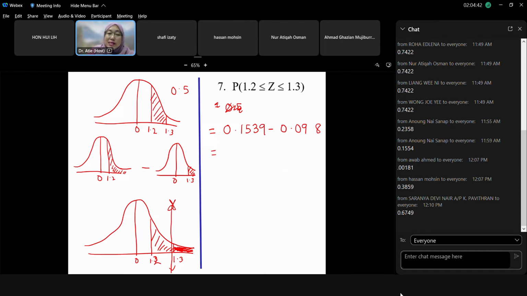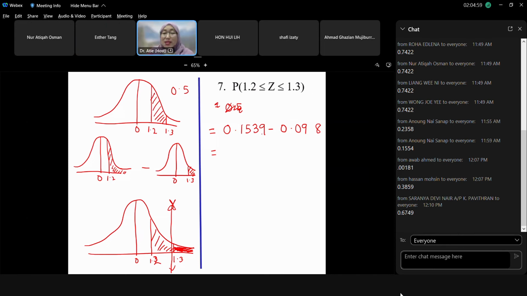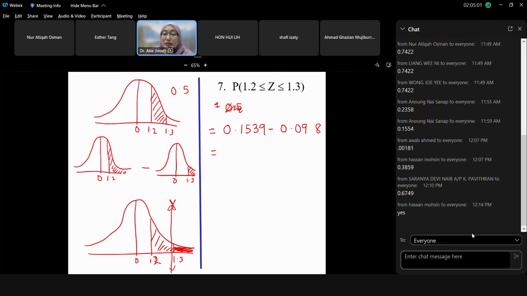Okay. So Esther, can you find me the whole thing? Yeah, sure, doctor, but wait a second, doctor. The 1.21, isn't it supposed to be 0.1151? Yeah, I agree with that. Which one? The 0.1539, this one is not right, is it? Yeah. So what should the answer be then? 0.1151. Okay. Yeah, all right.